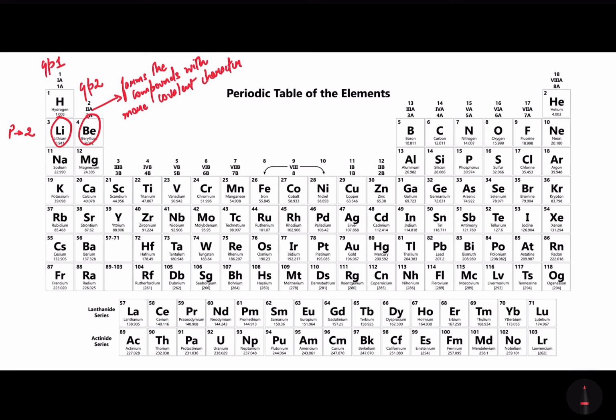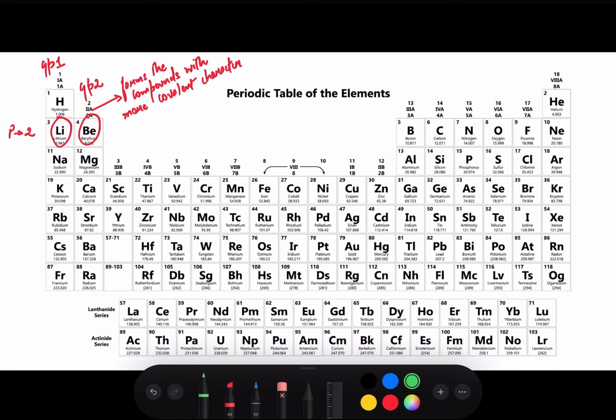whereas the rest of the members, in case of group number 1, sodium, potassium, rubidium, cesium, francium, and in case of group number 2, magnesium, calcium, strontium, barium and radium, form compounds with ionic character. So this is the first point of difference of the properties shown differently by the members of period number 2 in case of group number 1 and group number 2.